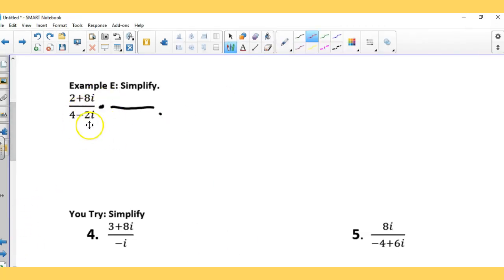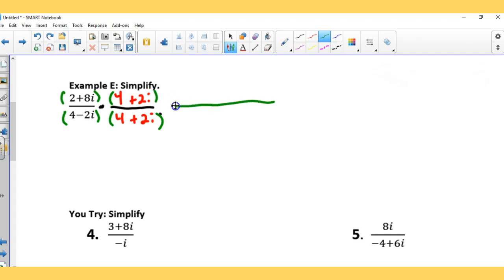All right, for this problem, guys, we need to make sure we know that this is the complex number in the denominator. It can't stay there. So we're going to multiply by its conjugate in the numerator and the denominator. So 4 plus 2i at the top and bottom. Now, with these, because they're both binomials, we're going to FOIL the top and the bottom.